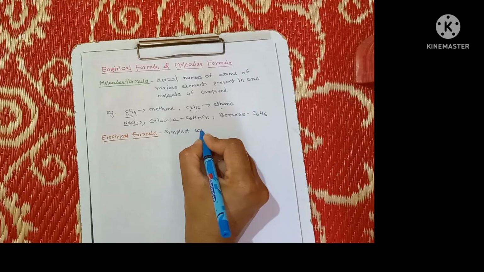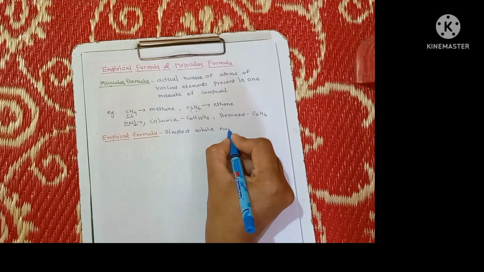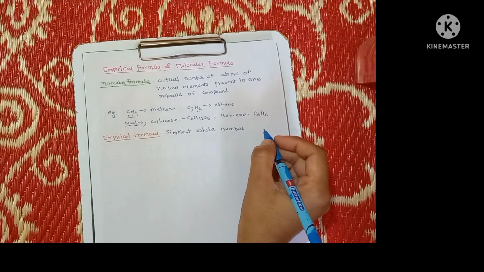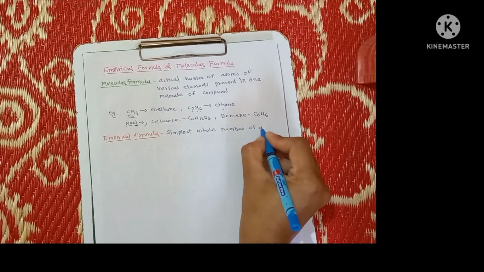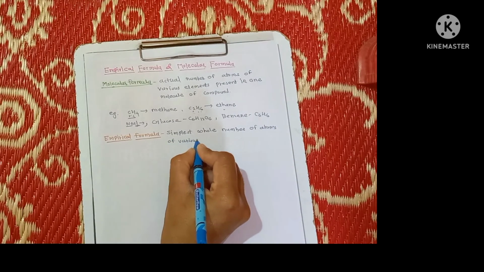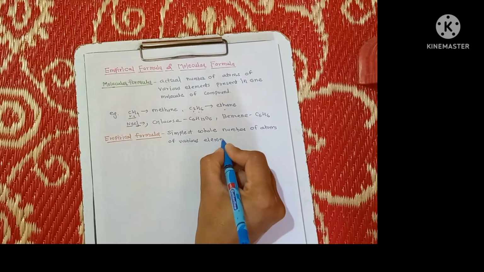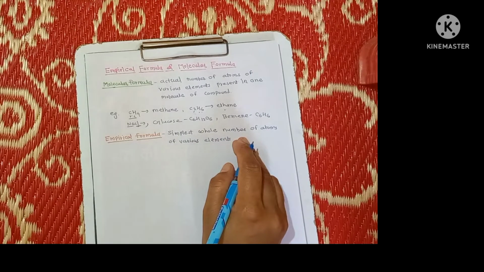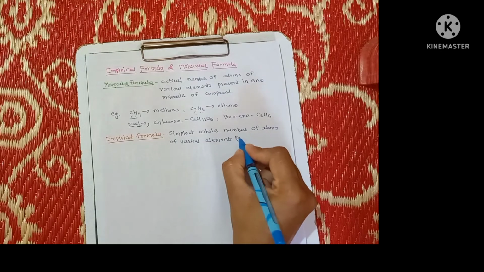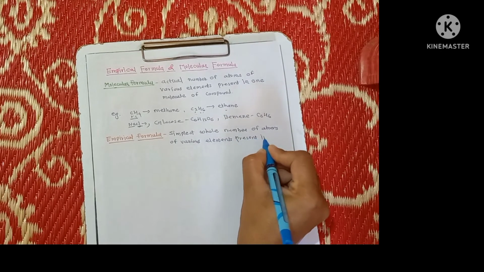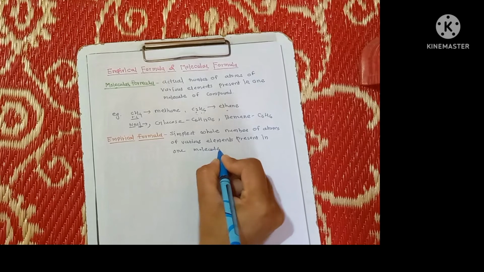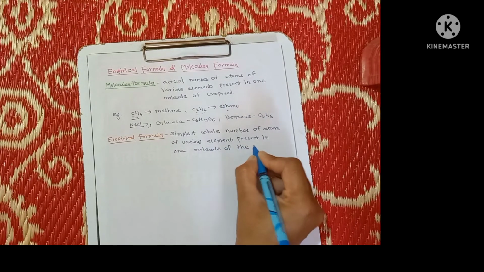It is the simplest whole number of atoms of various elements present in one molecule of the compound.